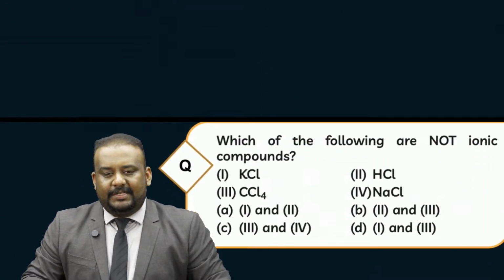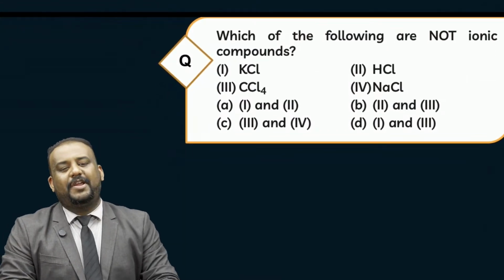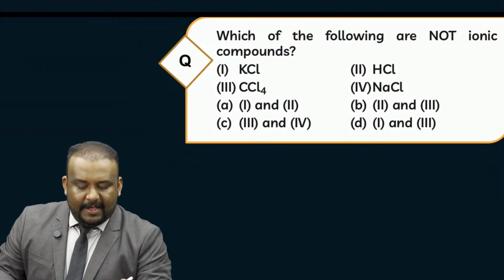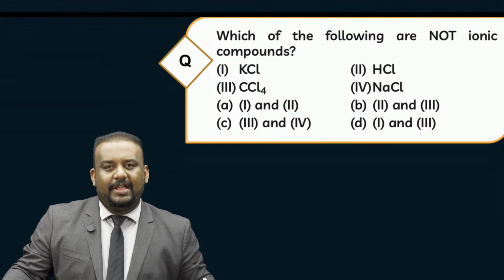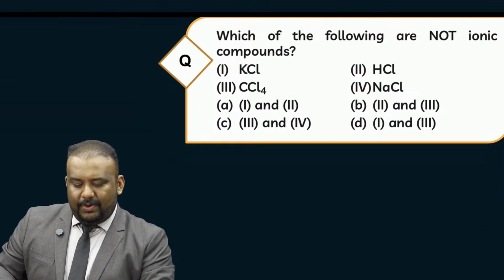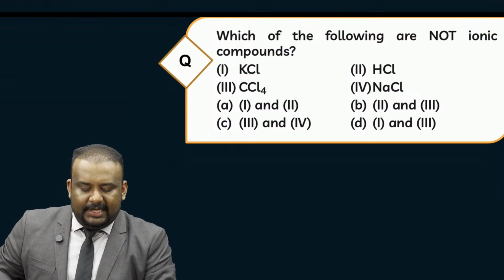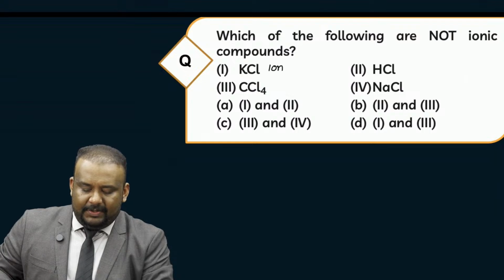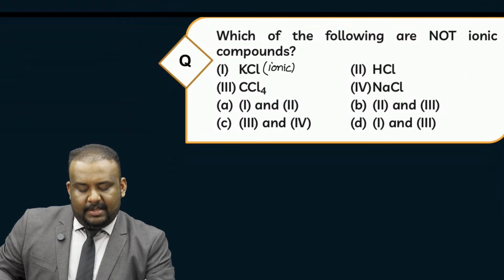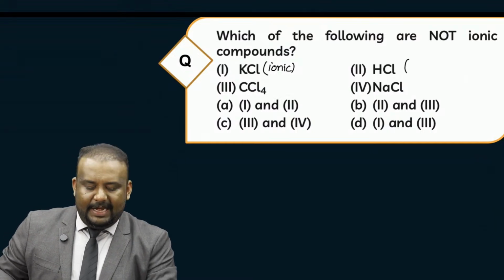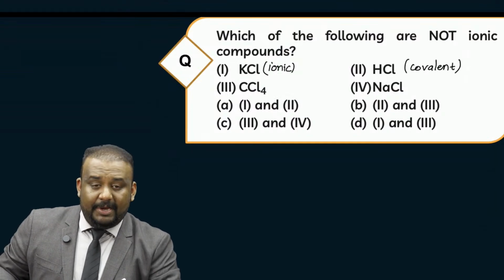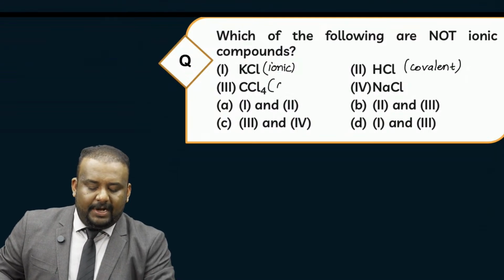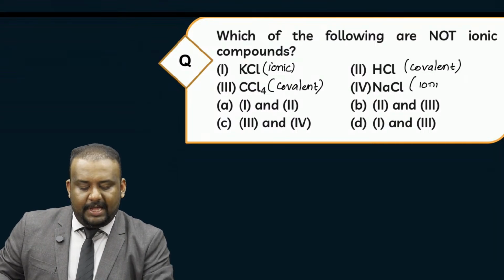Okay, great. Let's move on to the next one. Which of the following are not ionic compounds? Look, the general rule is this: metal and non-metal, usually it will be ionic. Non-metal with non-metal will be covalent. So applying that, we can see KCl is between metal and non-metal, so it has to be ionic. Then we have HCl. Hydrogen is a non-metallic element, combining with chlorine, another non-metal, so it is a covalent compound. Then carbon tetrachloride will also be covalent in nature. Then NaCl is metal plus non-metal, so it's going to be ionic.